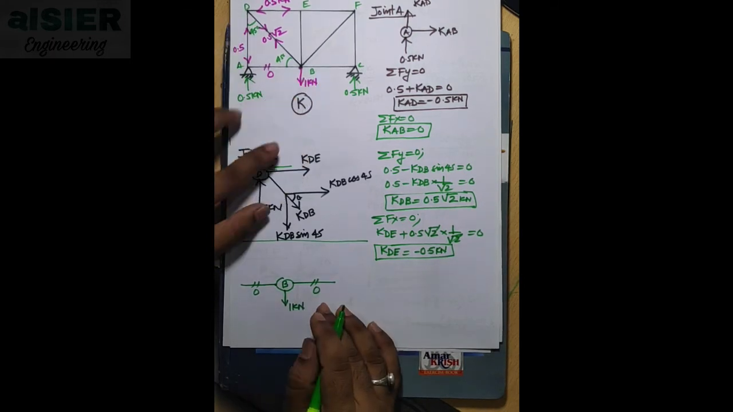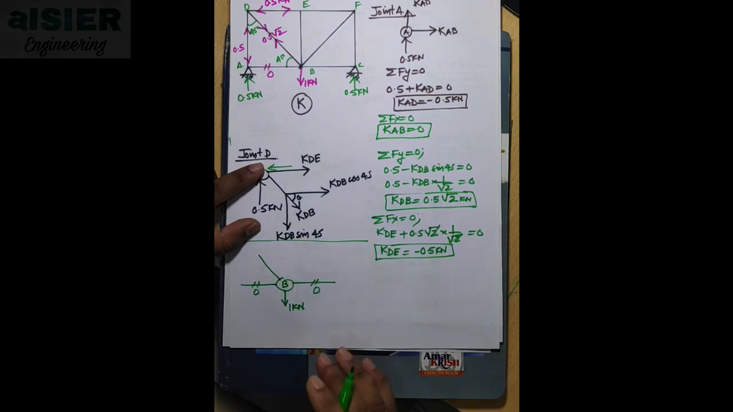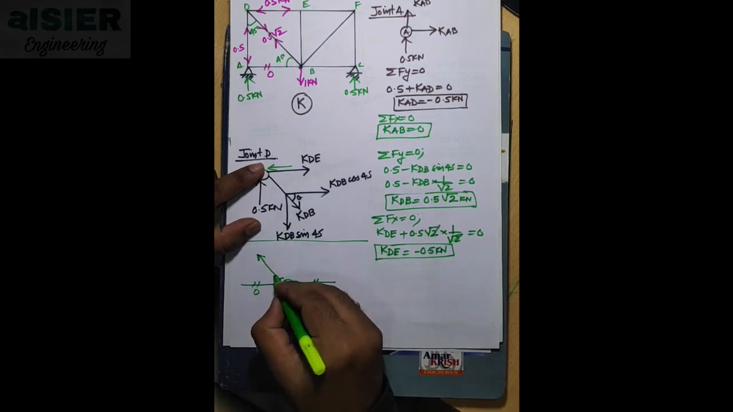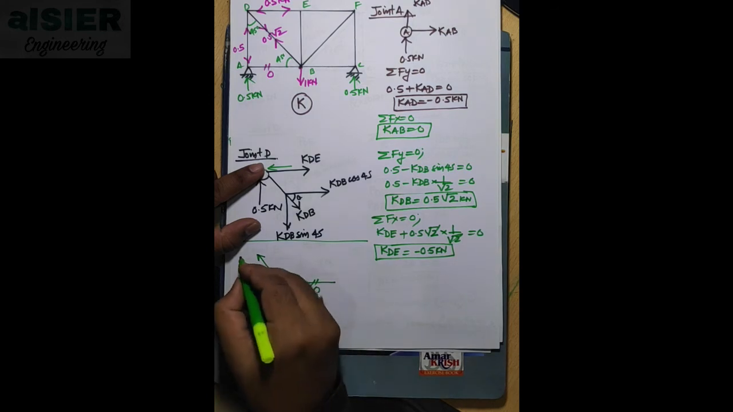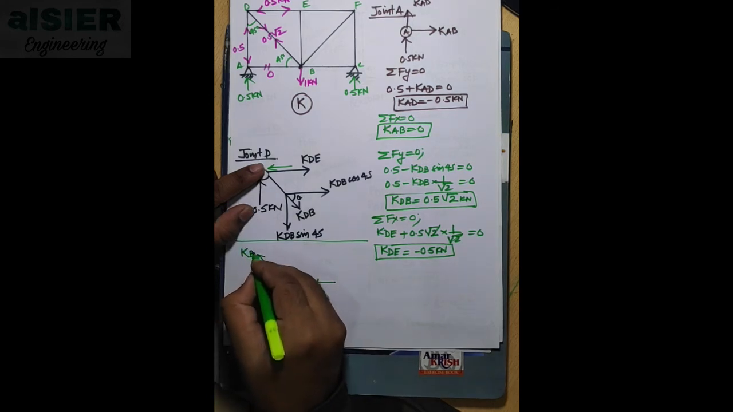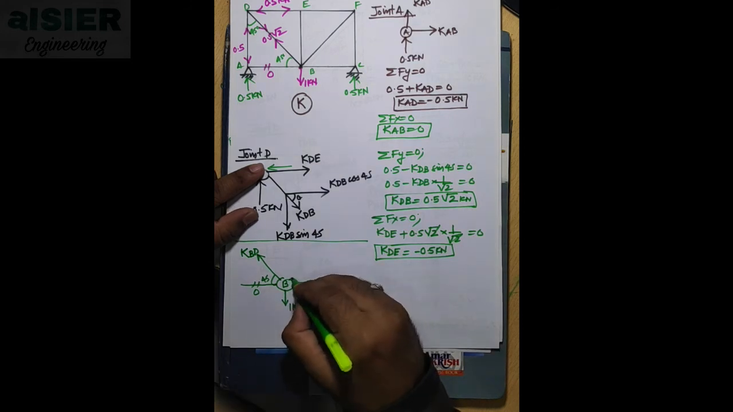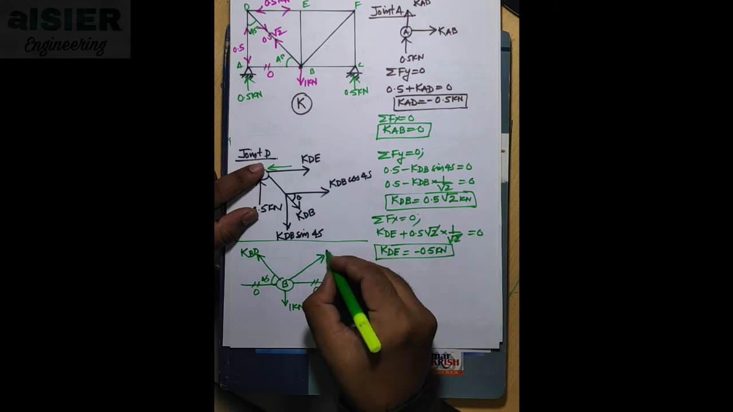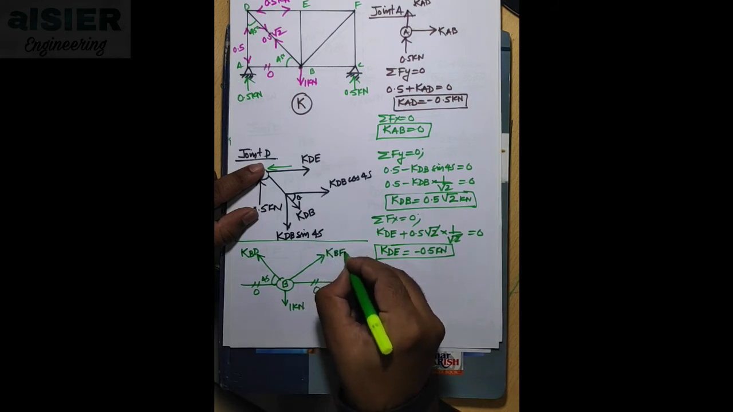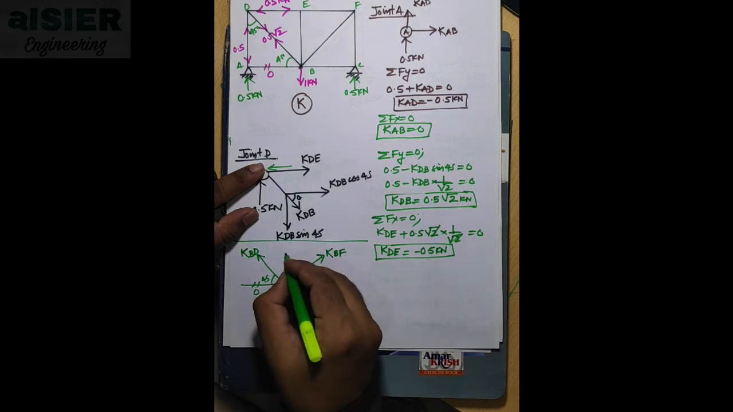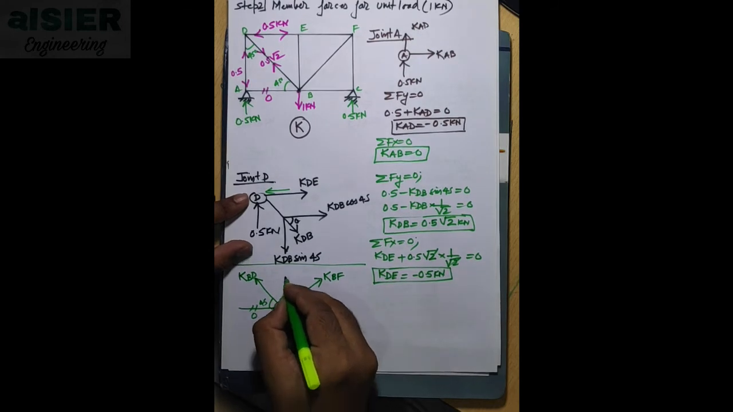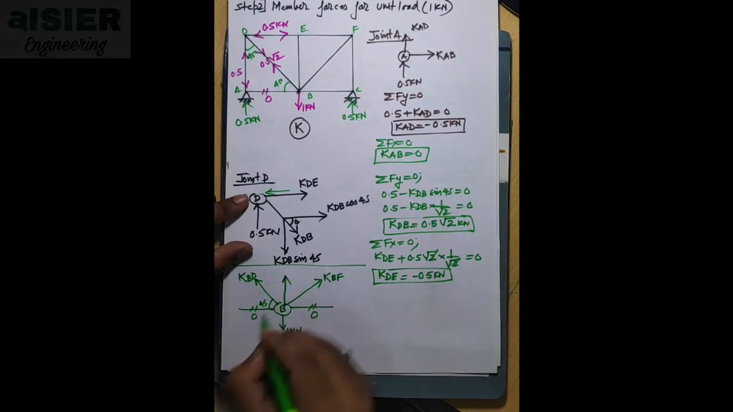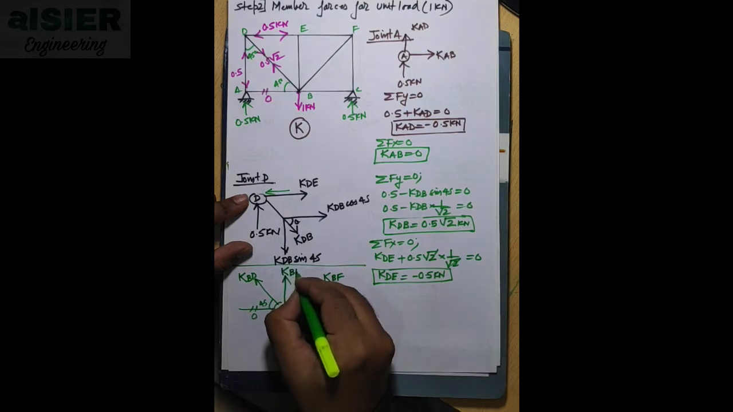Then there is BD member. BD member, we don't know the direction, so we will consider away from joint. This angle is 45 and we will name it as KBD. Similarly, there is another member like this. We also don't know the direction, so we have considered it as away from the joint and we will name it as KBF, right? And this member again we don't know, BE member, so we will consider it as away from joint and we will name it as KBE.